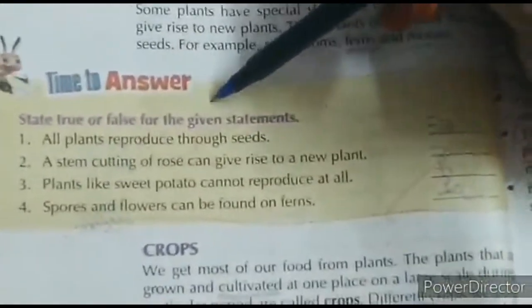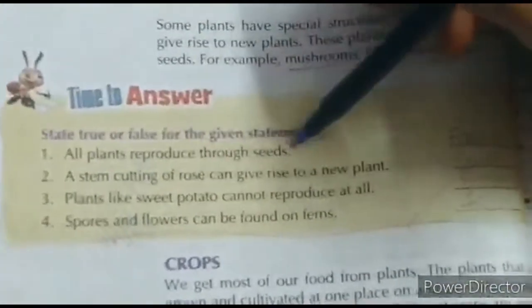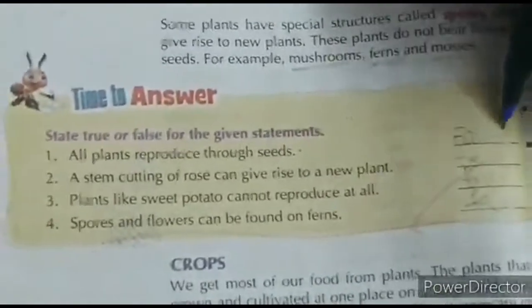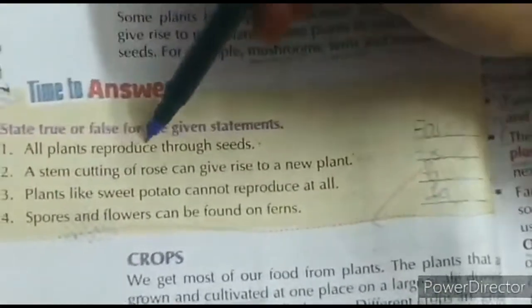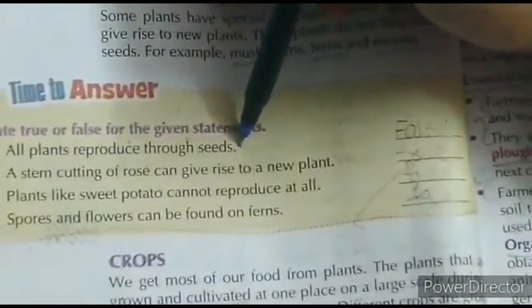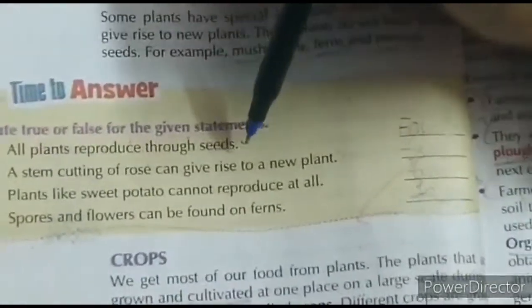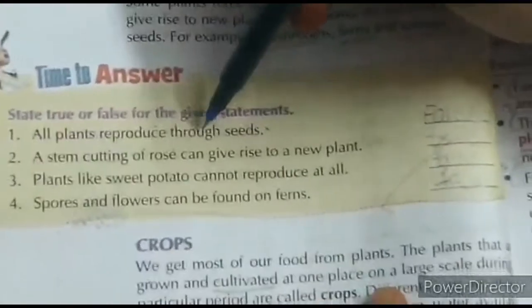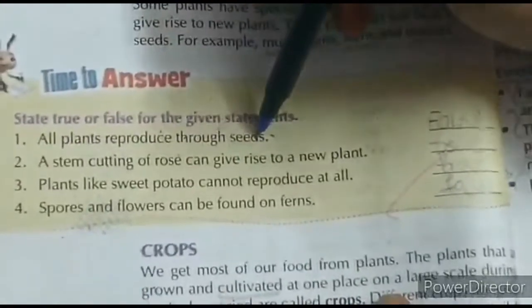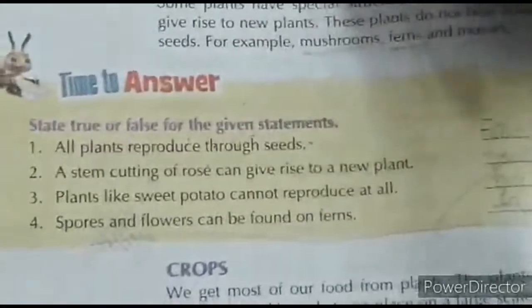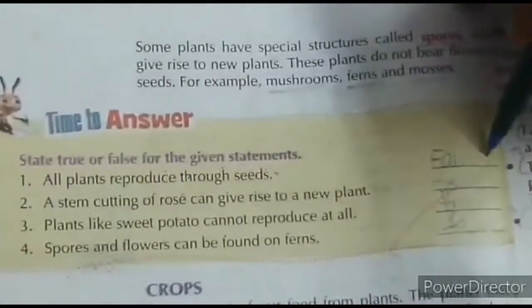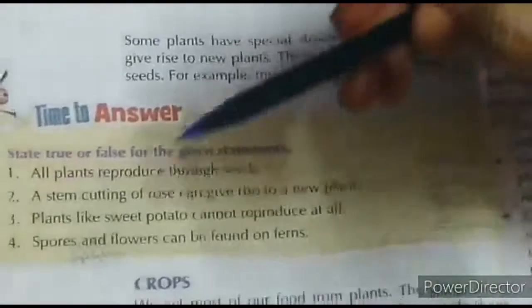Now open page number 84. True or false. Time to answer. State true or false for the given statement. If the sentence given here is wrong, write false; if it is correct, write true. All plants reproduce through seeds. Is it correct? No. Some plants can reproduce through the stem, root, leaves and so on. So the statement is false. You can write false, F.